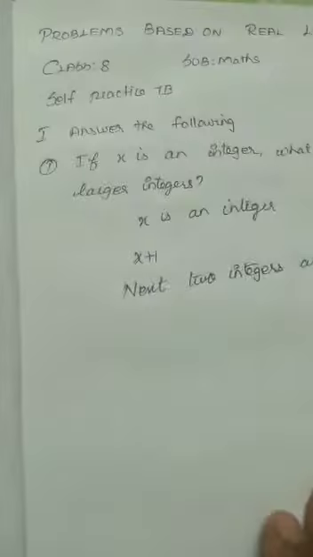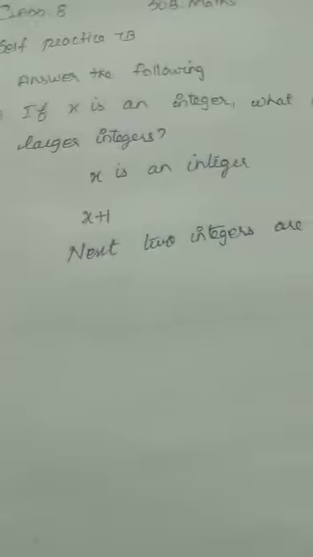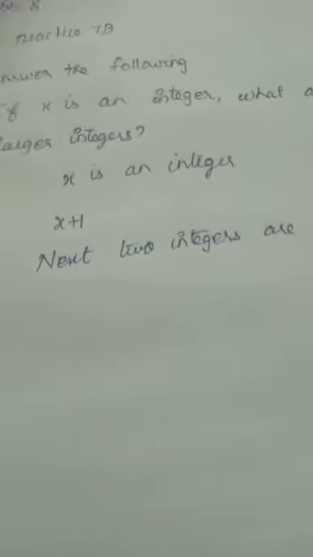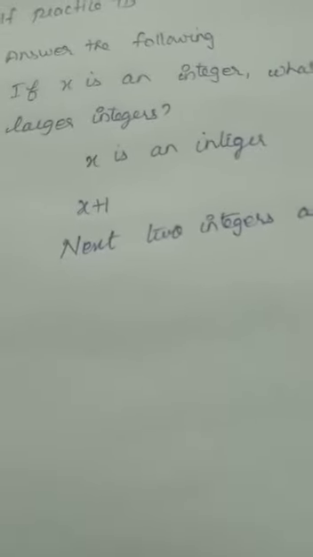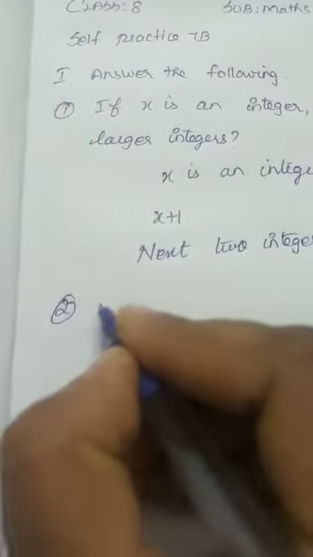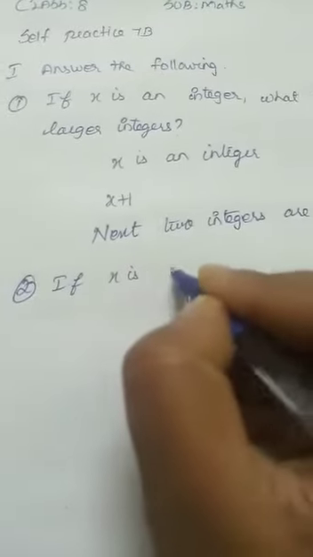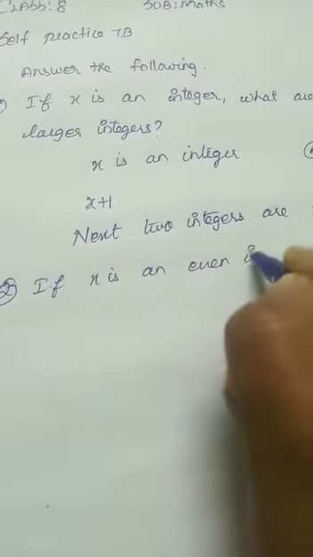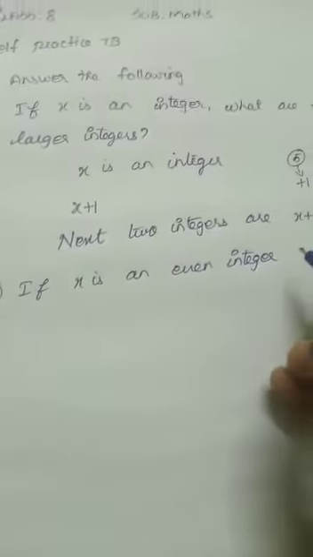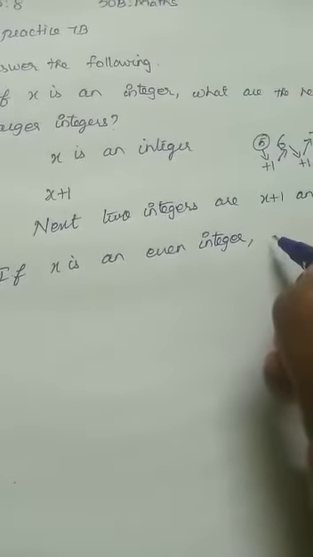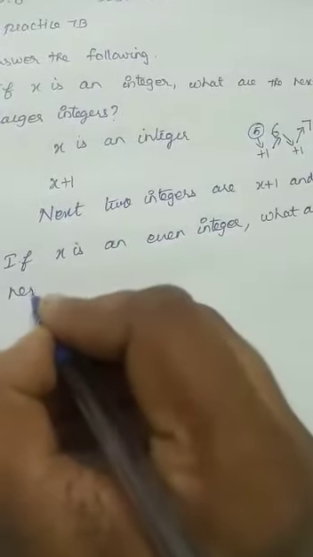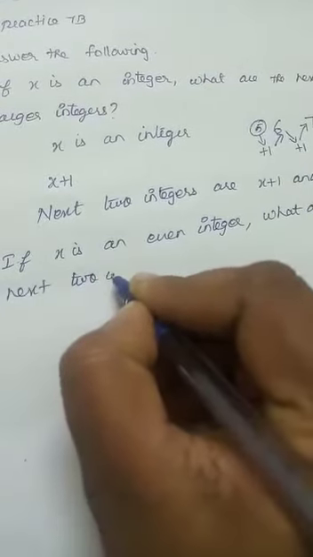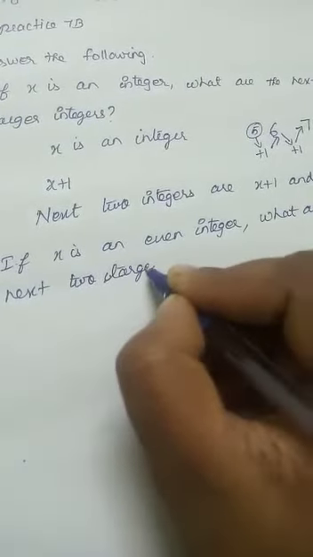Okay children, and your second question is, the integers are given, isn't it? That too, even integer in the second question. So let me write the second question. If x is an even integer, we have odd and even. Here in this question even integer is given, and they are asking what are the next two larger even integers.